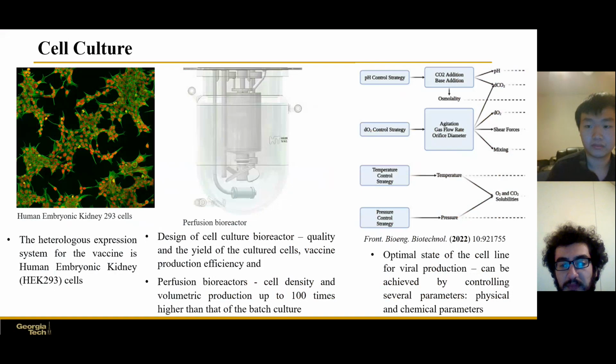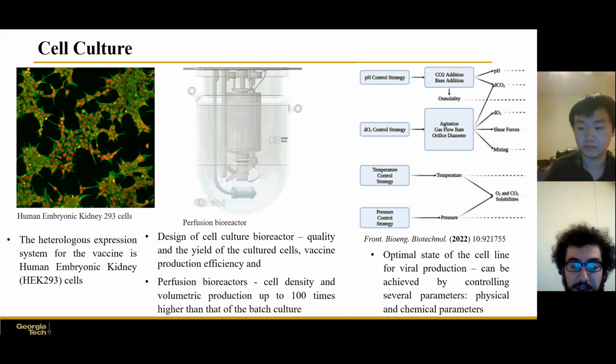And in cell culture, one of the most important factors is also the optimal state of the cell line, and it's important to keep the cell line in the optimal state for the efficiency and quality of the final product. And this can be achieved by controlling several factors, including physical and chemical parameters. So in this regard, some strategies can be done, including pH control, temperature, or pressure control strategies. Next slide, please.